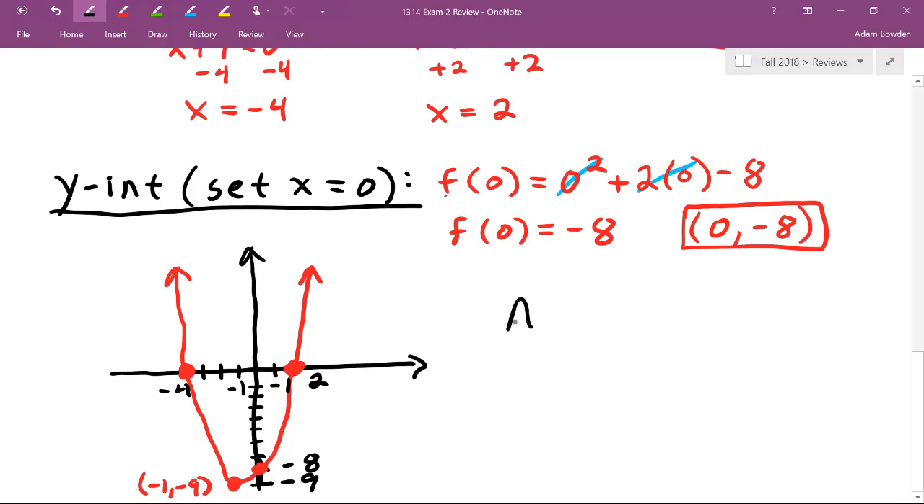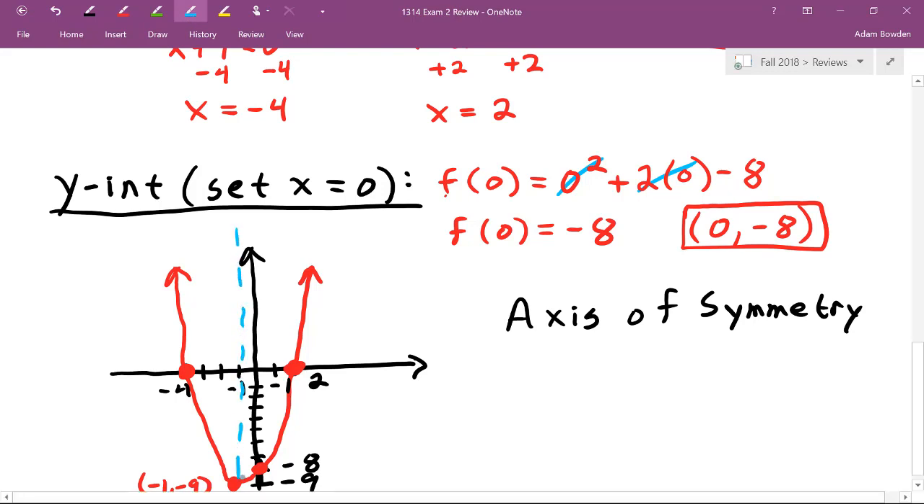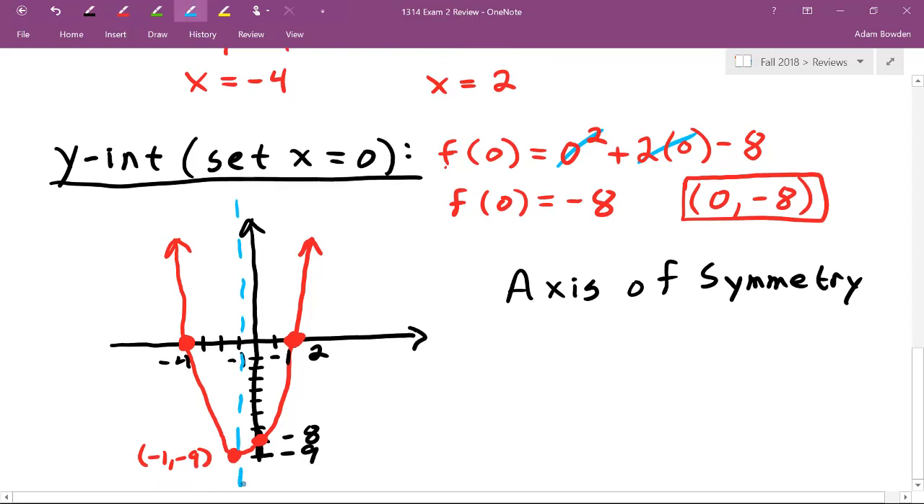Now it does ask us for the axis of symmetry. And if you ever need to answer that question, basically the axis of symmetry runs straight down the middle of the parabola. Right in the middle here is the negative 1. So for us, the axis of symmetry is x equals negative 1.